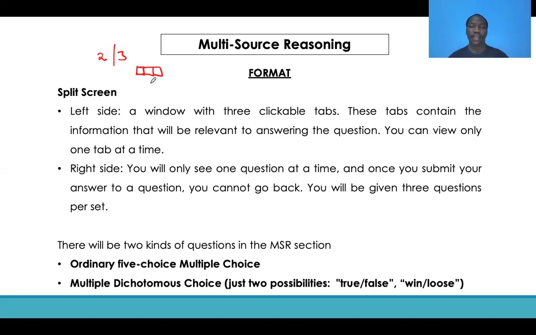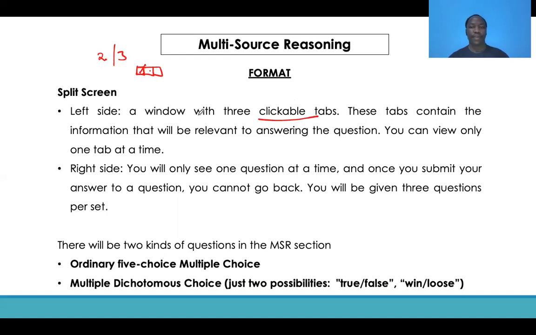Basically the format of this multi-source reasoning question type is you'll have a split screen. On one side you'll have the information that relates to the question, and on the other side you'll have the questions. On the left side of the screen, you'll have 3 clickable tabs. These tabs contain information that is relevant to answering the question. And you can view the tabs one at a time. That is, if tab A is open, then the other tabs are closed. If tab B is open, then tab A and C are closed.